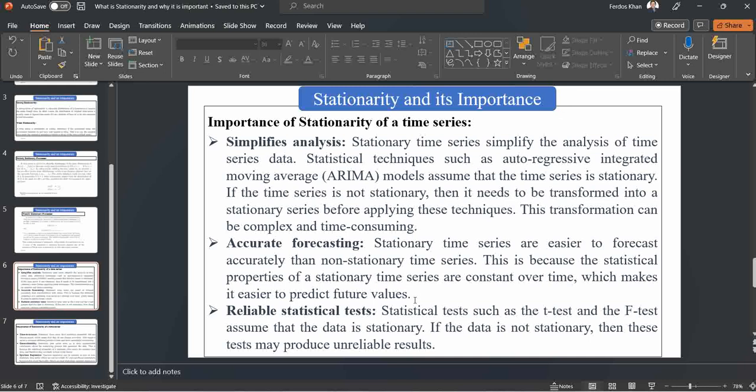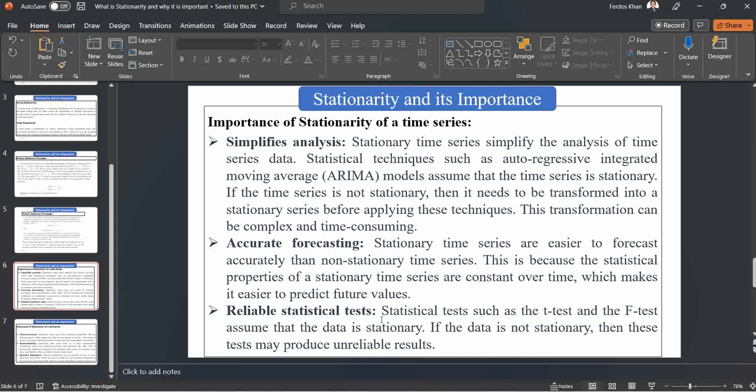A stationary time series means that there is no trend, and that the mean and variance do not vary over time, so you can predict the future values easily and accurately as compared to a non-stationary time series.